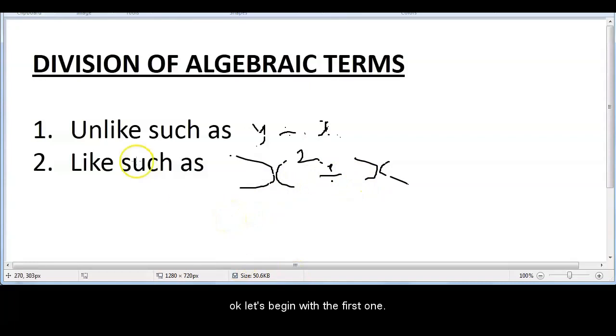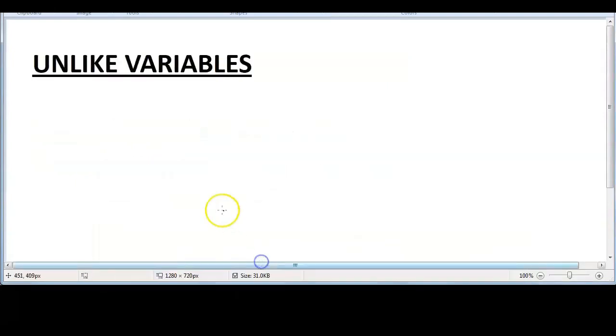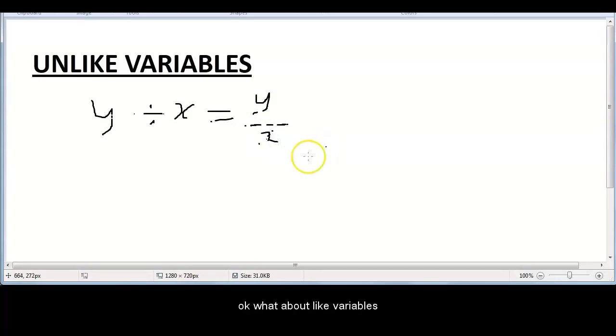Okay, let's begin with the first one, unlike variables. Just like in addition and subtraction, we cannot divide unlike terms. If we say y divided by x, it is the same thing as y over x. Nothing happens.